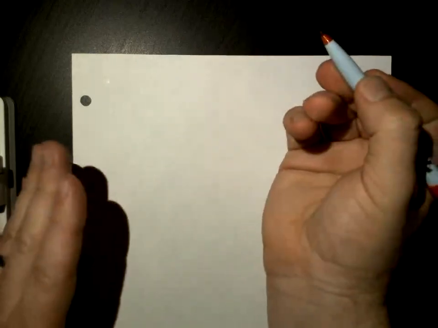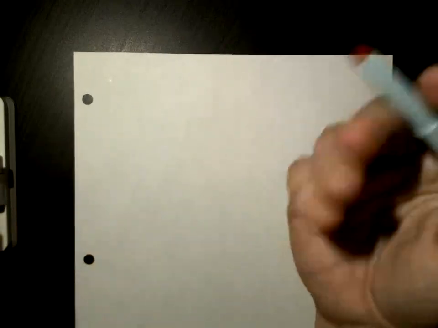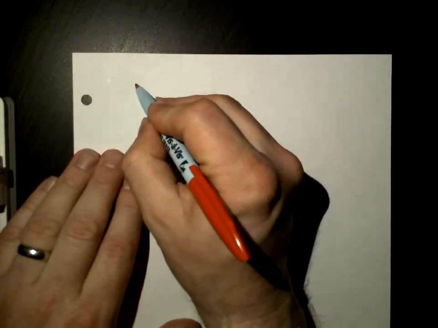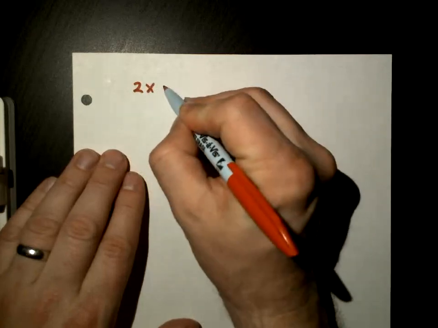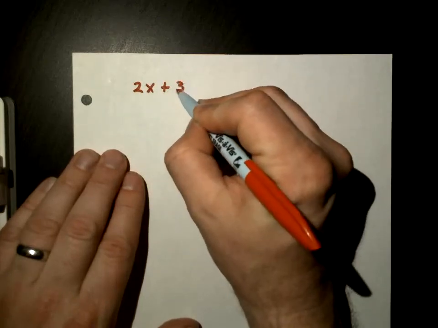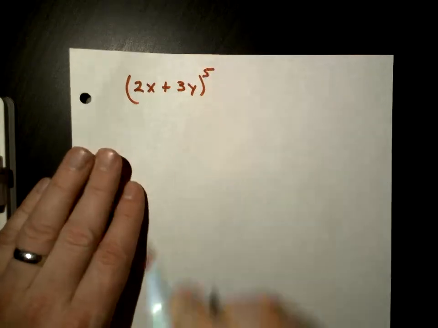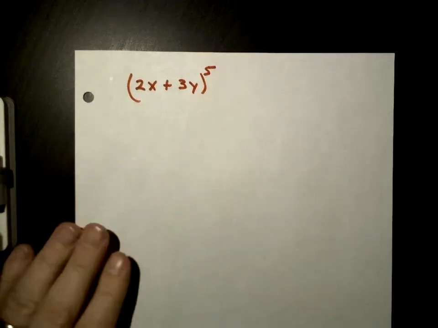So I'm still going to use positive. I know that's really a lot of positive, so these can be negative. And just to make this video simpler for you, let's go ahead and use 2x plus, I don't know, let's do 3y. And let's do 5, because that's a good one.